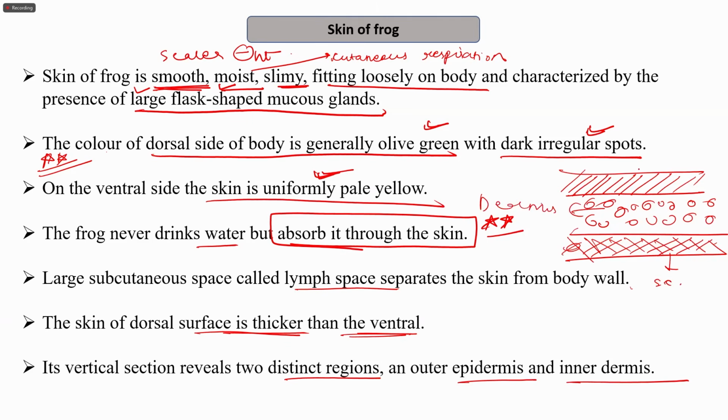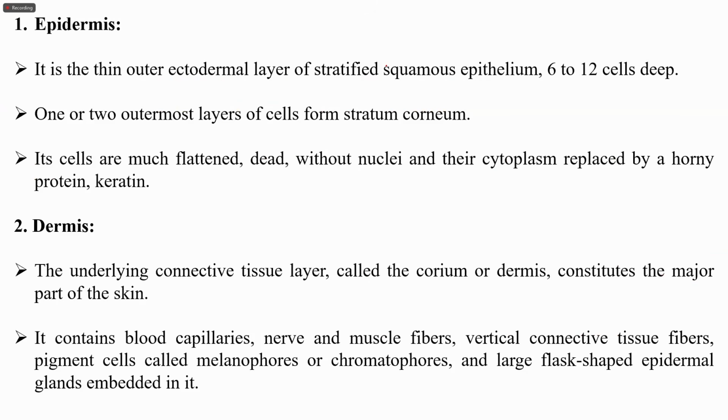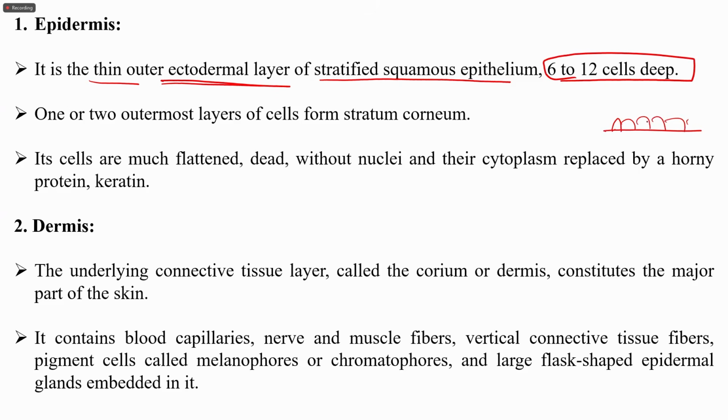The outer one is epidermis. So skin is divided mainly into two distinct regions, outer epidermis and inner dermis. If I talk about the characteristics of epidermis, it is a thin outer ectodermal layer of stratified squamous epithelium, which is 6 to 12 cells deep. We know that stratified means making a layer. So this is 6 to 12 cells deep stratified squamous epithelium.